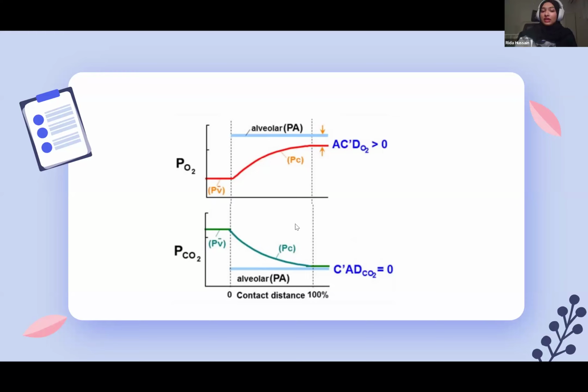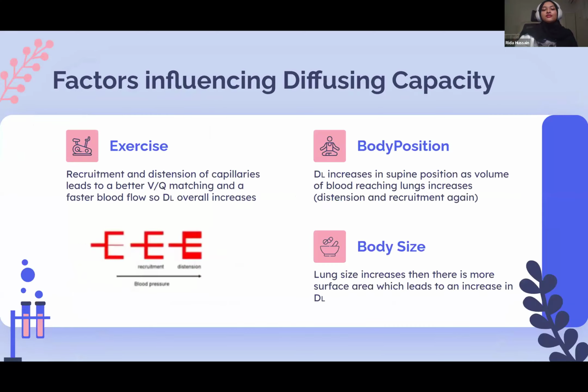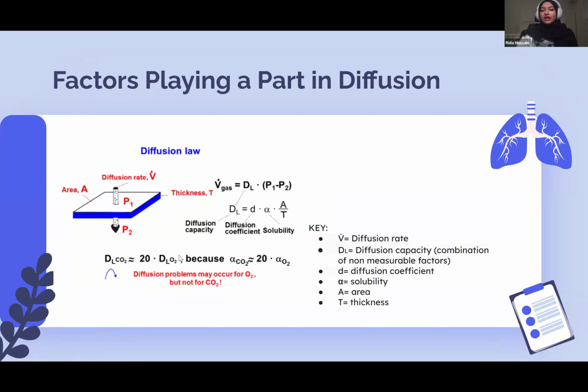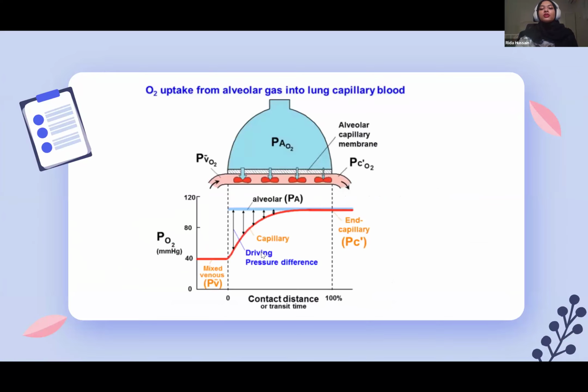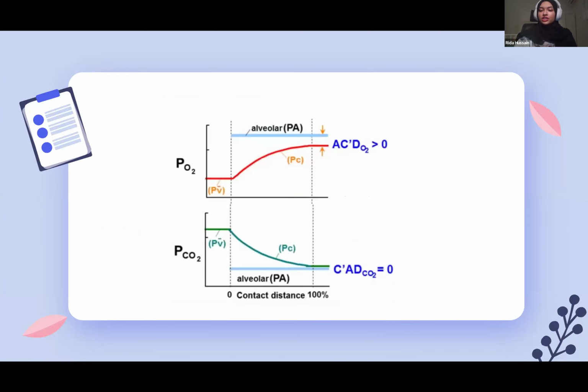But that is not the case for carbon dioxide, as you guys can see. Carbon dioxide, as we said earlier, is very soluble. That makes it really easily diffusible, right? So the difference between the capillary and alveolar carbon dioxide concentration or partial pressure is 0 because it's so soluble. That is where the concept plays.